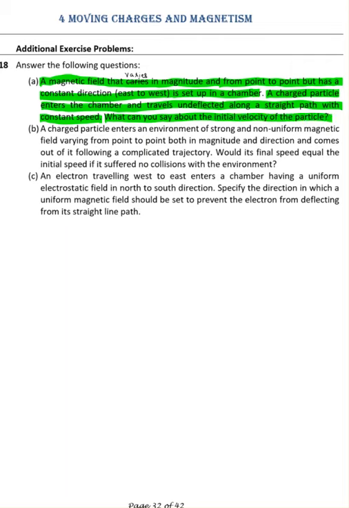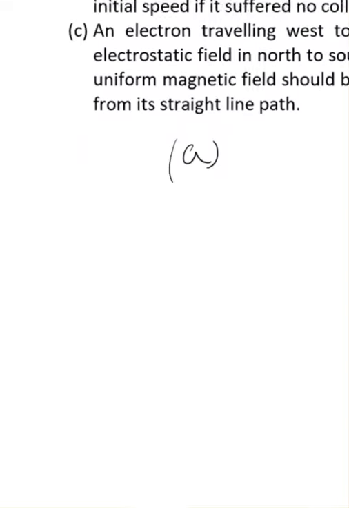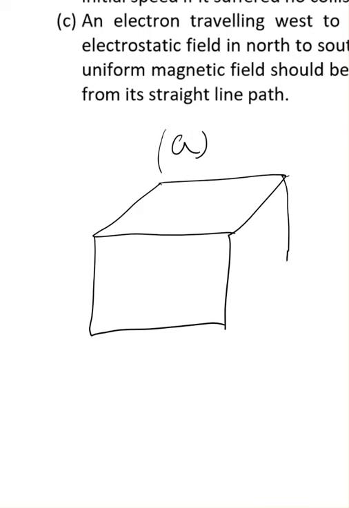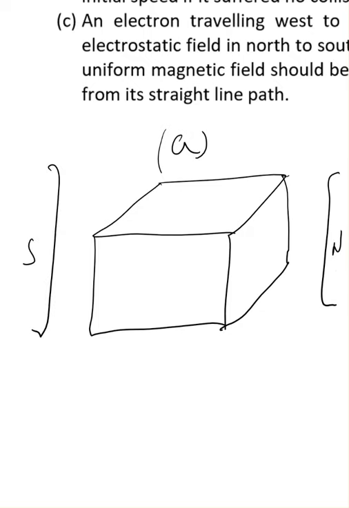Now let us try to understand the situation. The magnetic field is from east to west, so we can think of a situation where we have, say, a box, and let us put say north pole here and south pole here. So in this case, I can say that the magnetic field is from north to south. Now this is a uniform magnetic field.